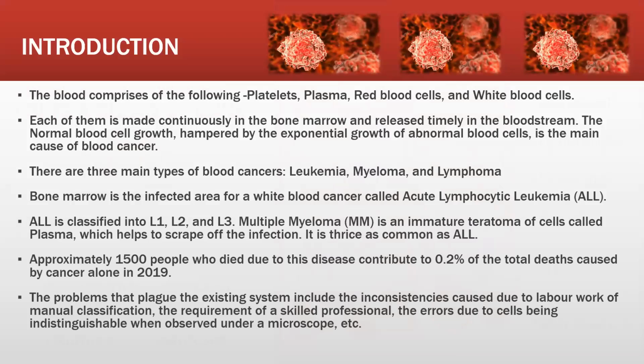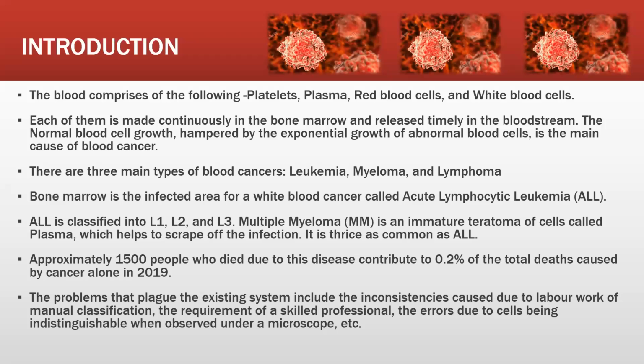First, let's know what is cancer. Cancer is a group of diseases involving abnormal cell growth with the potential to invade other parts of the body. Platelets, plasma, red blood cells, and white blood cells are the components of blood. Leukocytes or white blood cells produced in the bone marrow make up around 1% of the blood cells. Uncontrolled growth of these white blood cells leads to the birth of blood cancer. Leukemia, myeloma, and lymphoma are the three main types of blood cancer.